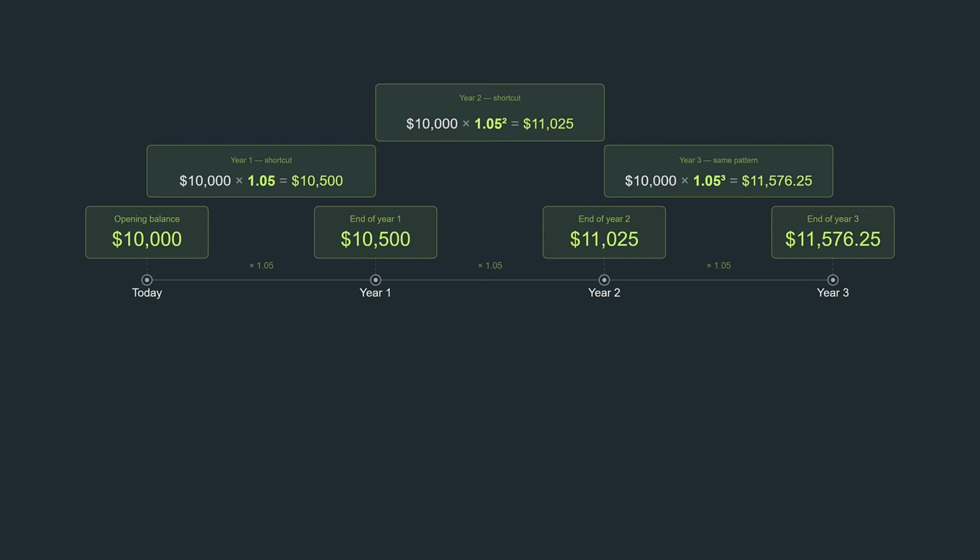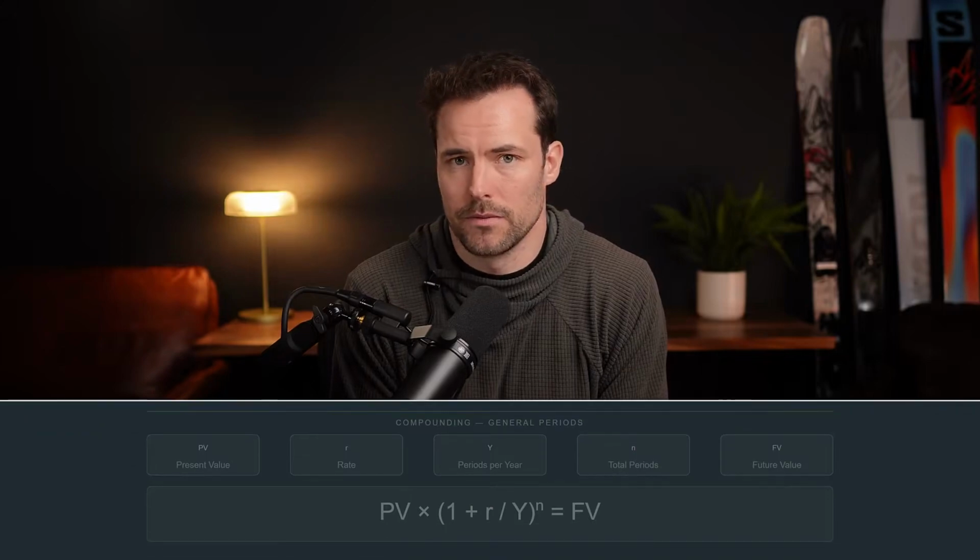And now, you can see the general formula for compounding a single lump sum into the future. The future value equals the present value multiplied by 1 plus the interest rate per compounding period raised to the total number of compounding periods. In our example, we're compounding annually. So after 3 years, $10,000 becomes $10,000 multiplied by 1 plus 5% raised to the power of 3. But the same logic applies to any compounding frequency.